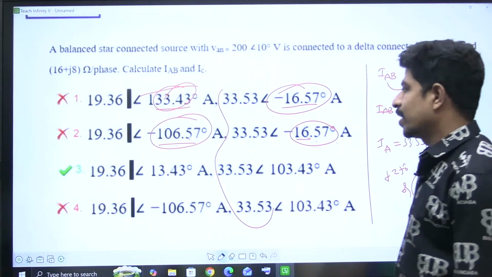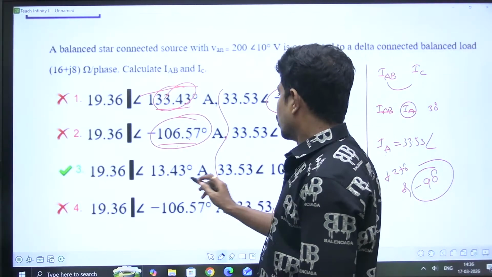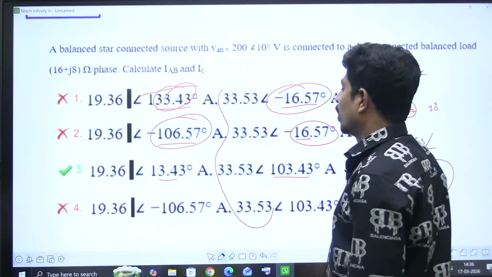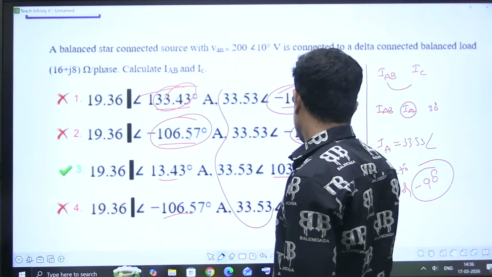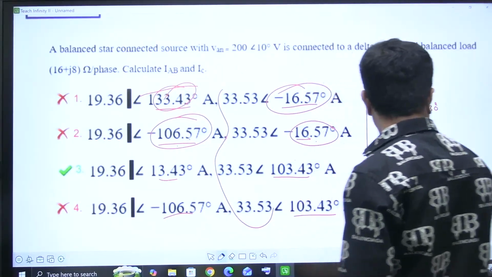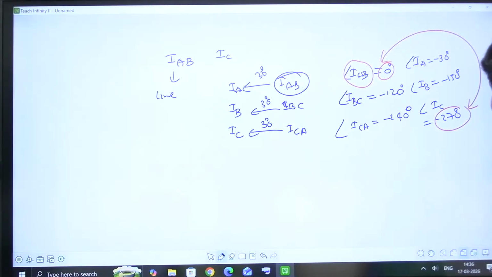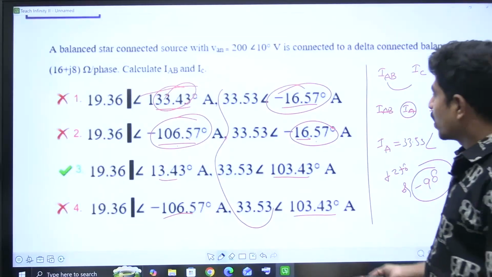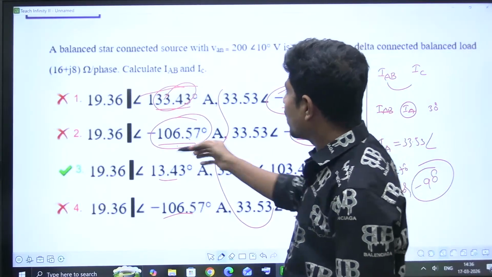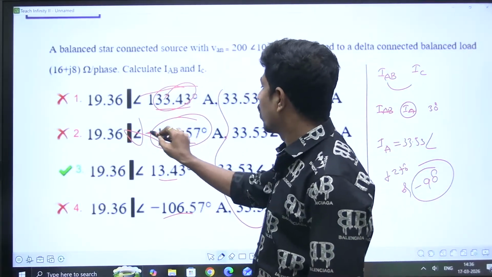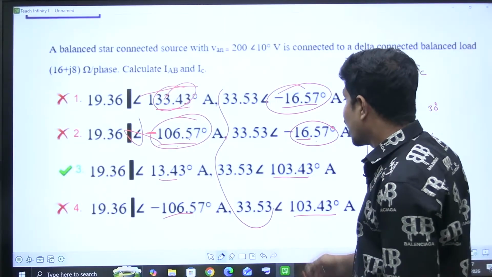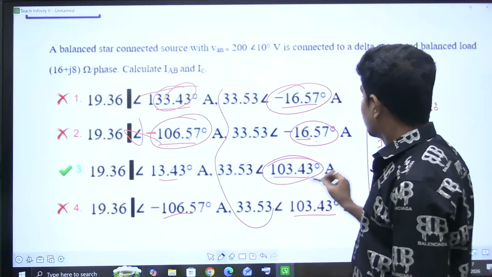This angle is 90 degrees. Now, this angle difference is also 90 degrees. This angle difference is also 90 degrees. But leading lagging, you see, IC is lagging, means IC 90 degrees lags IAB, means IAB should lead. Now in this case, IAB is lagging, it is having more negative. This is not correct. Here IC is leading, this is also not correct.